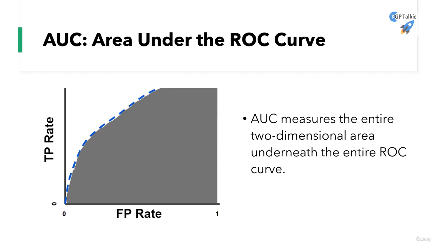AUC ranges its values from 0 to 1, and a model whose predictions are 100% wrong has an AUC equal to 0, and a model whose predictions are 100% correct has an AUC equal to 1.